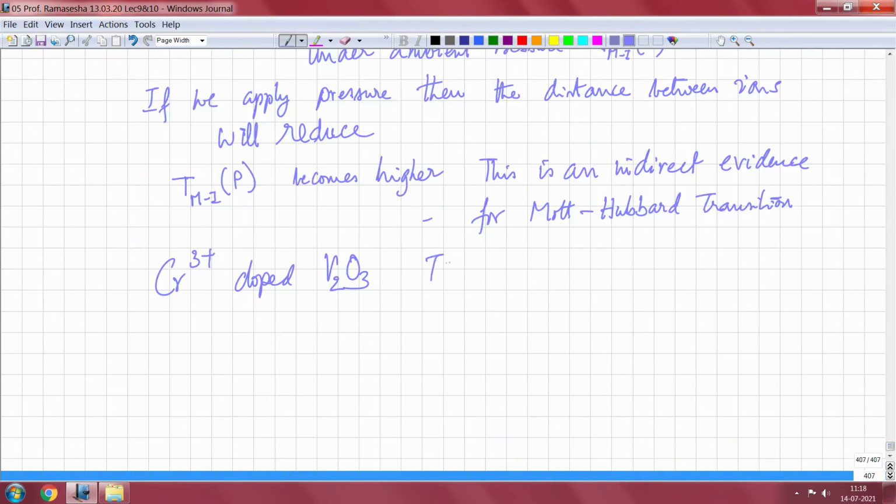Here chromium doping contracts the lattice. So, this system behaves like a system under higher pressure, a V2O3 system under high pressure.